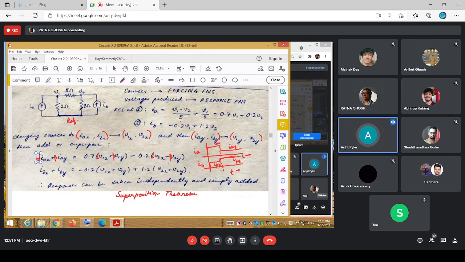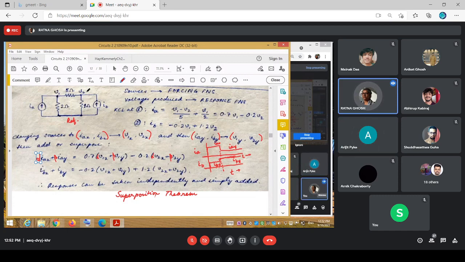Ma'am, as we have already learned the superposition principle, which is basically used for calculating the current through a given branch, is it related to that in some way? Superposition is only used to calculate current through a limited branch. Why so? Ma'am, we have learned that because we ignore all other voltage sources and we consider only one voltage source, and we find out the current.